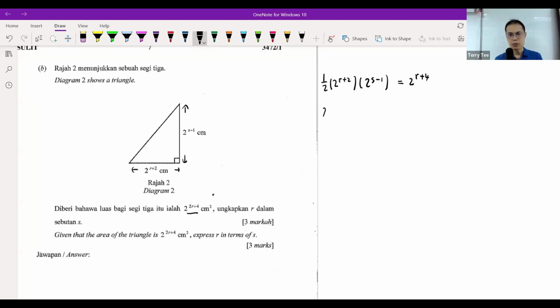So let me do it a bit slower. I put 2 power negative 1 here. This is 2 power r plus 2, and this is 2 power s minus 1. The result is 2 power r plus 4. So if you change to the power negative 1, when you multiply together, we add all the powers. 2 power negative 1, this is plus r plus 2 plus s minus 1. Now remember, a power m, when you multiply a power n, your outcome is a power m plus n, right? So this is, keep writing, 2 power r plus 4.